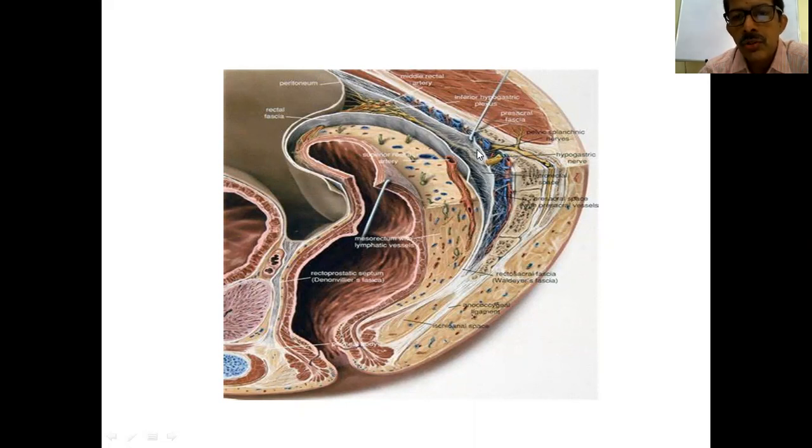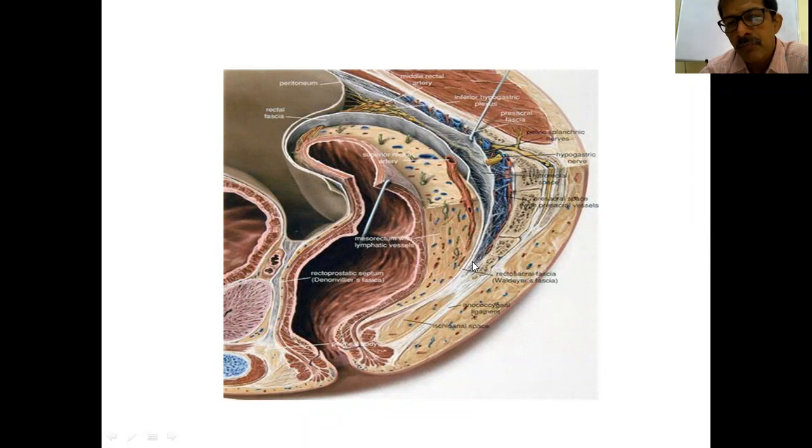You are supposed to remove up to this, but don't touch this. This is the presacral fascia. You can see there are so many vessels here. If by mistake you open this, you are doomed, because a lot of bleeding will occur. So you are not supposed to open this layer. That's why the artist has also drawn it very nicely, as you can see.